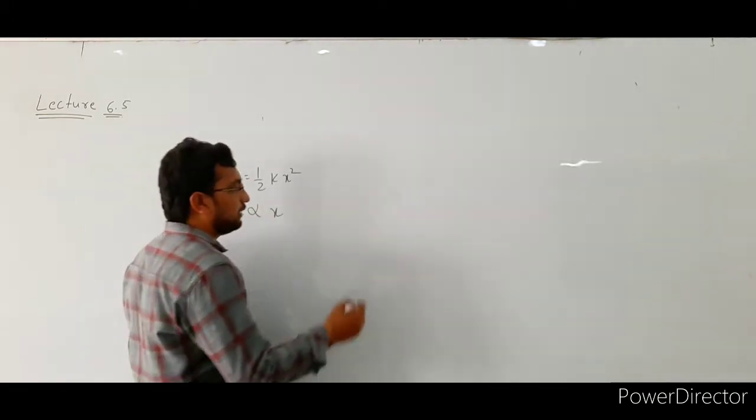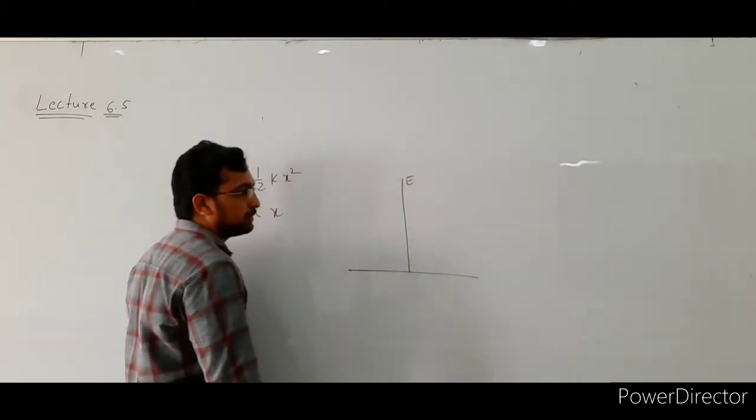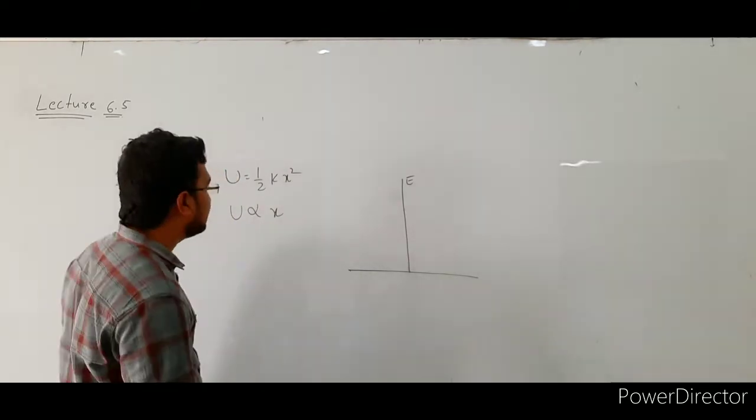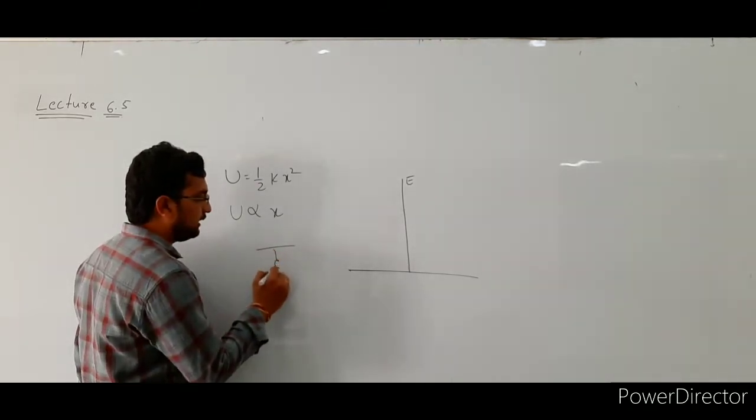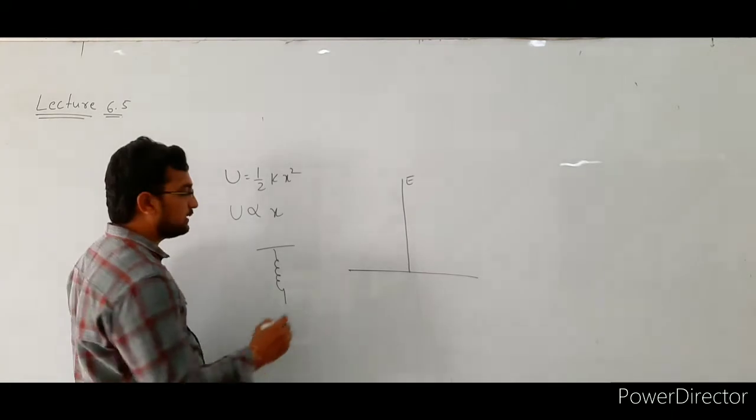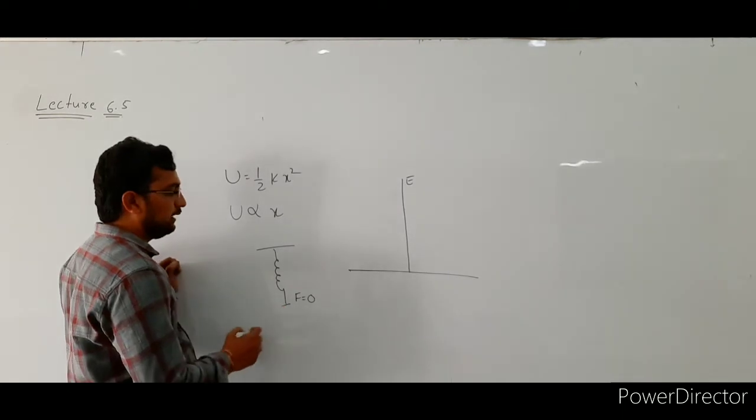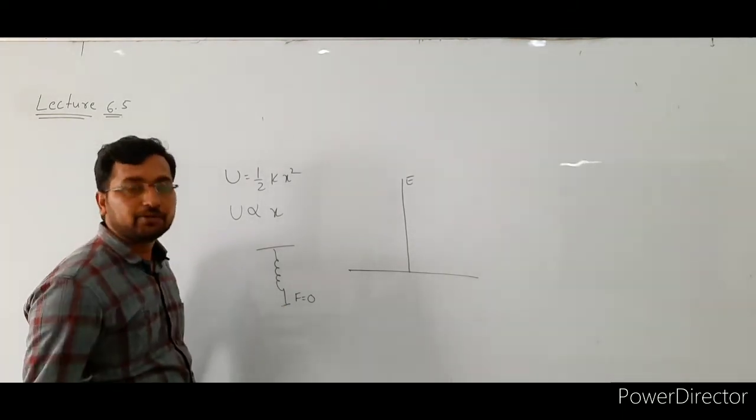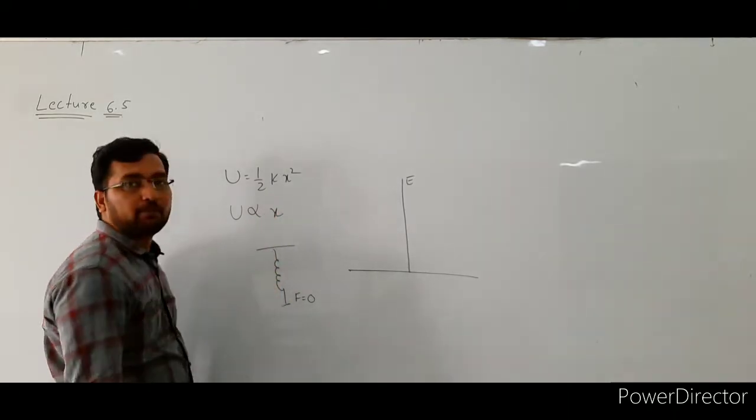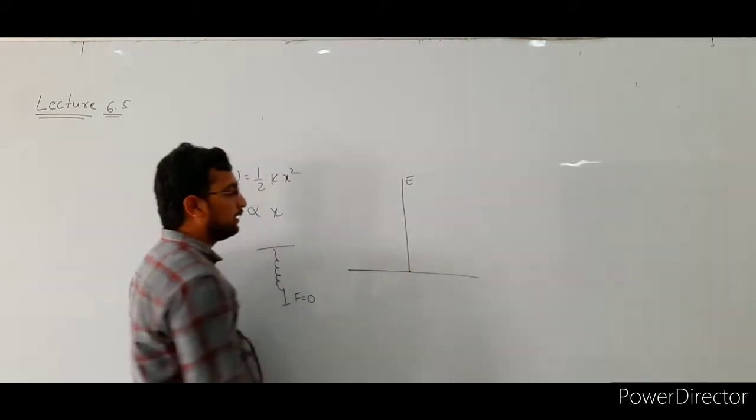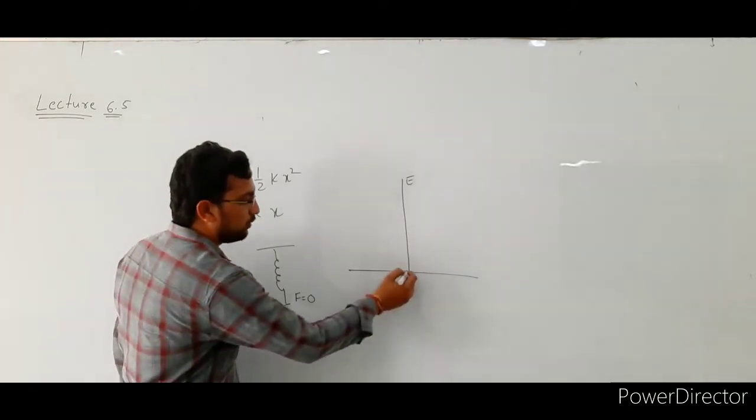See here, we are going to draw a graph of energy versus displacement. If the x value is 0 at the mean position, for example, consider this is a spring. At the mean position, the external force acting on the spring is 0. So this is the length of the spring, and this is known as the mean position or equilibrium position. If x is equal to 0, the spring is at the mean position, and the potential energy is also 0 at this point.